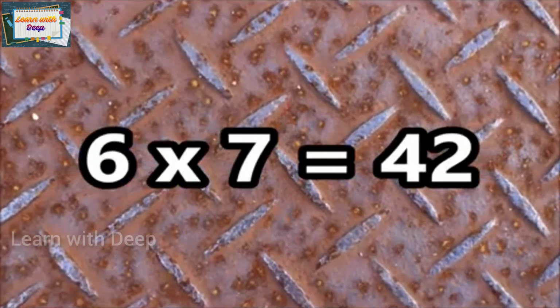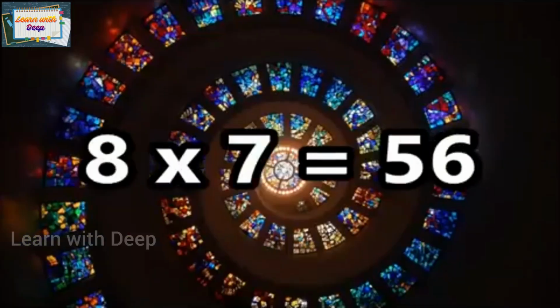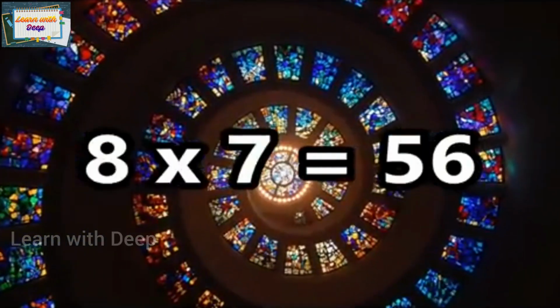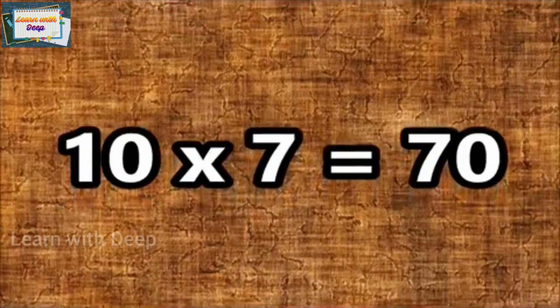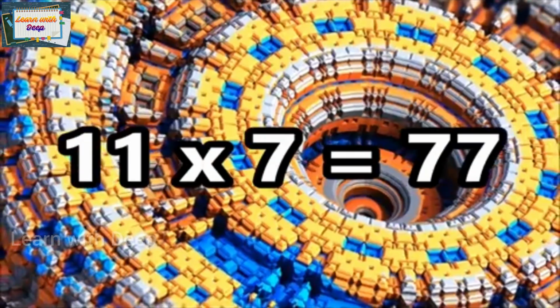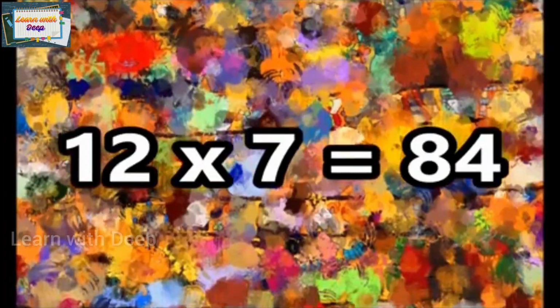6 times 7 is 42. 7 times 7 is 49. 8 times 7 is 56. 9 times 7 is 63. And 10 times 7 is 70. 11 times 7 is 77. And 12 times 7 is 84.